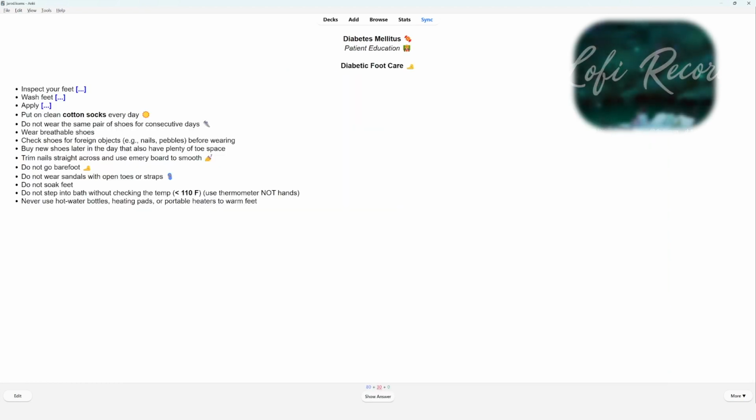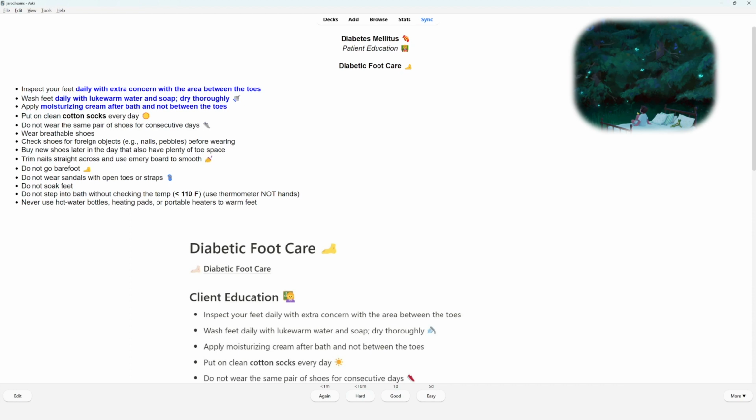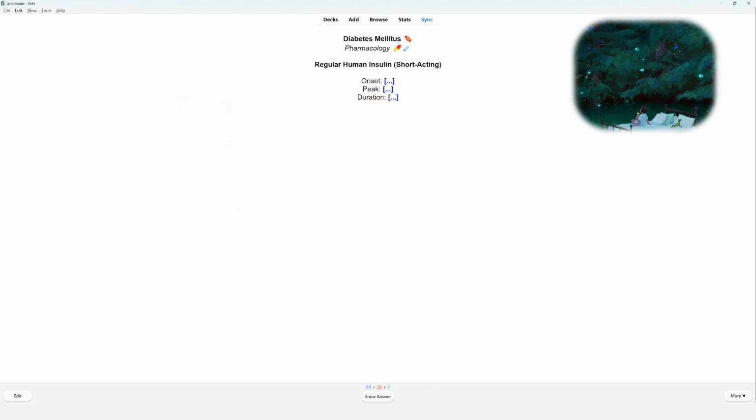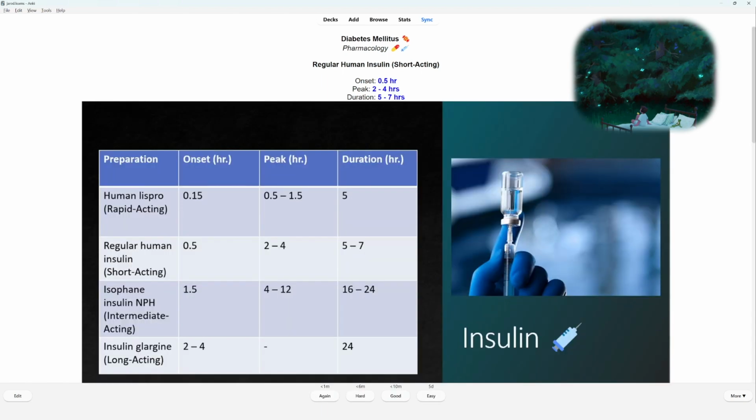Inspect feet daily, wash with lukewarm water and soap. Apply a moisturizer, but not between the toes. Regular insulin, half hour, 1.5 to 3, 6 to 12. Half hour, 2 to 4, 5 to 7.